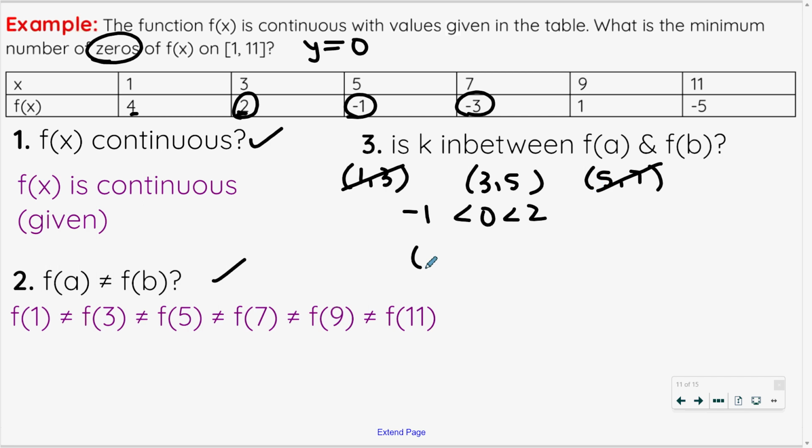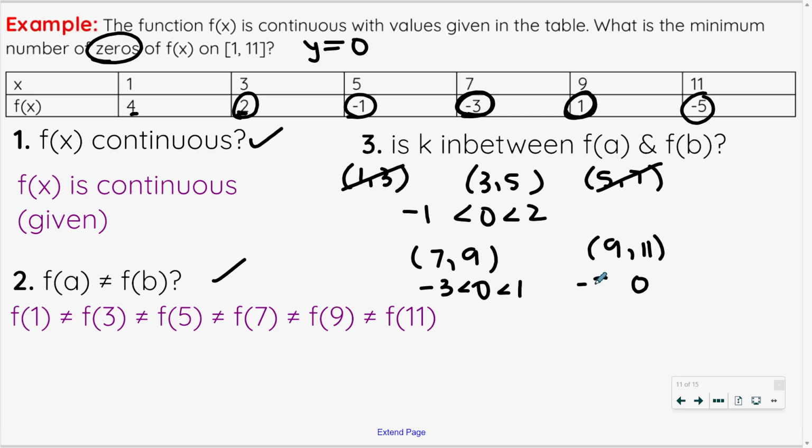Let's look at the next one between 7 and 9. Between 7 and 9, I'm at -3 and I come up to 1. So I must cross the x-axis somewhere in between there because 0 is in between -3 and 1. And then my last interval between 9 and 11. You see I'm at +1 and then I go down to -5. So somewhere in there I have to cross that x-axis because 0 is in between -5 and 1.